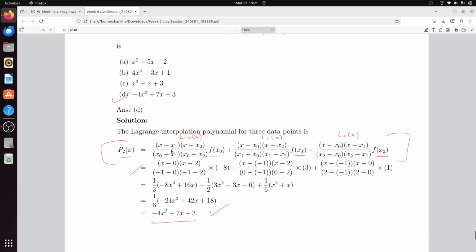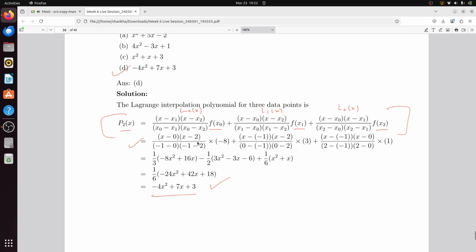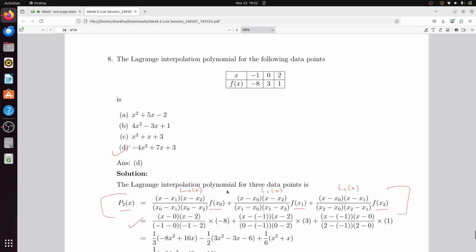So that is (x minus x1)(x minus x2) by (x0 minus x1)(x0 minus x2) f(x0), then (x minus x0)(x minus x2) by (x1 minus x0)(x1 minus x2) f(x1), and then L2(x) will be (x minus x0)(x minus x1) by (x2 minus x0)(x2 minus x1) f(x2). Next you know your x0, x1, x2. See, here it is also non-equispaced. Then put the values here, calculate them, and you will get minus 4x square plus 7x plus 3 as the Lagrange's interpolating polynomial.